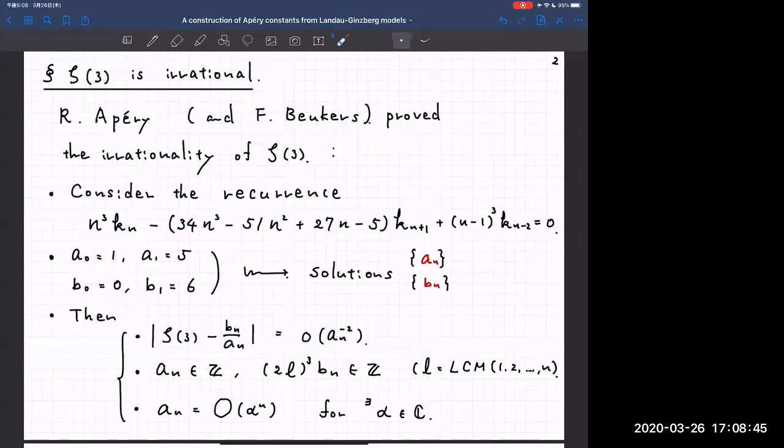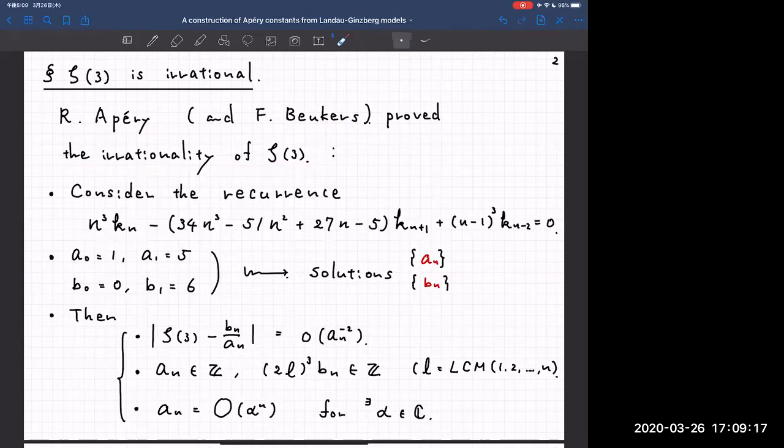As an introduction, firstly, I would like to recall the famous fact that the Riemann zeta function's special value zeta 3 is irrational. It was first proven in the 1970s by Apéry, and just after one year, the proof was brushed up by other mathematicians. They proved the irrationality of zeta 3 with the following idea, essentially.